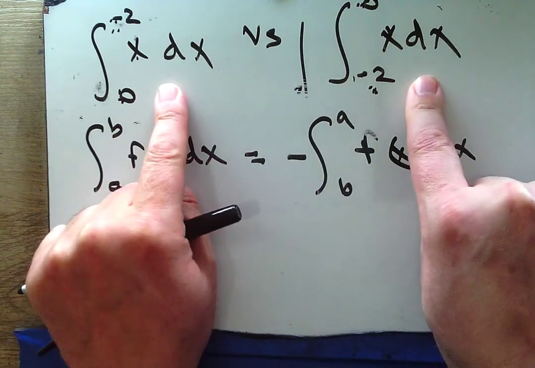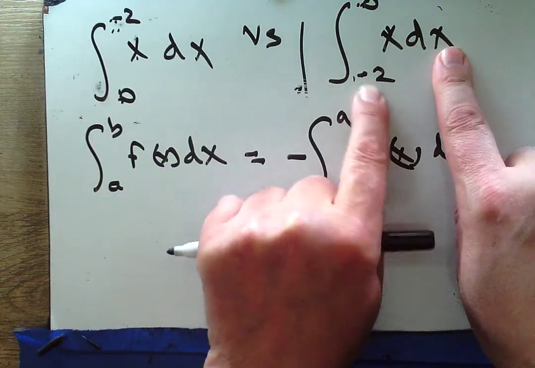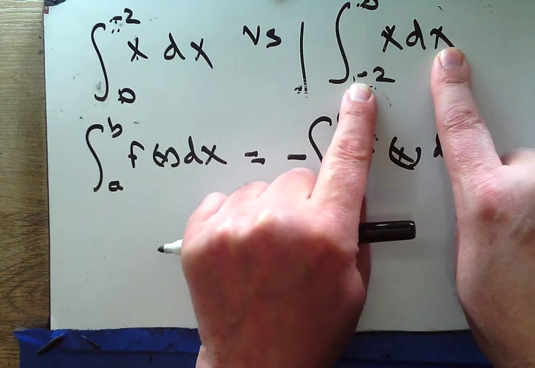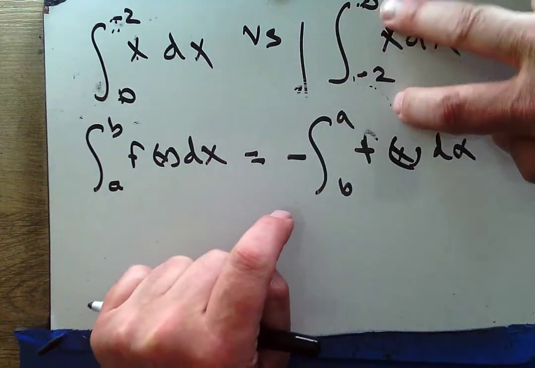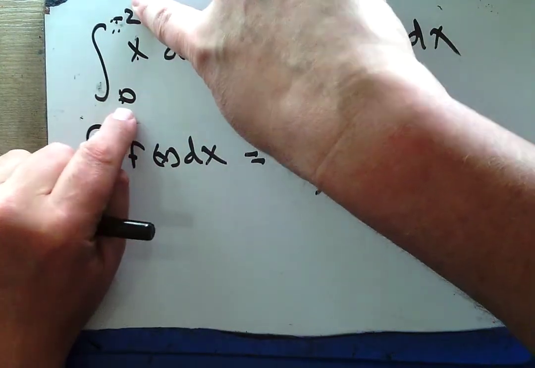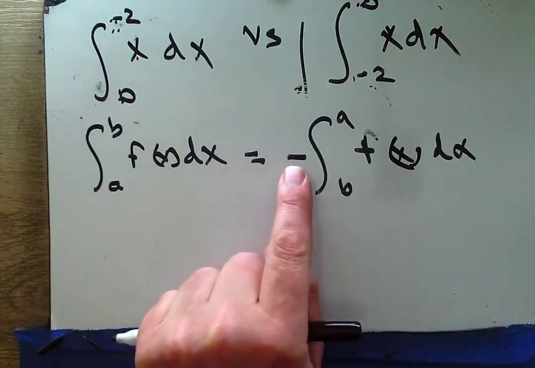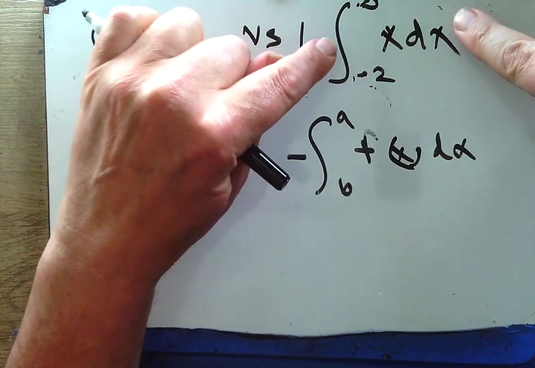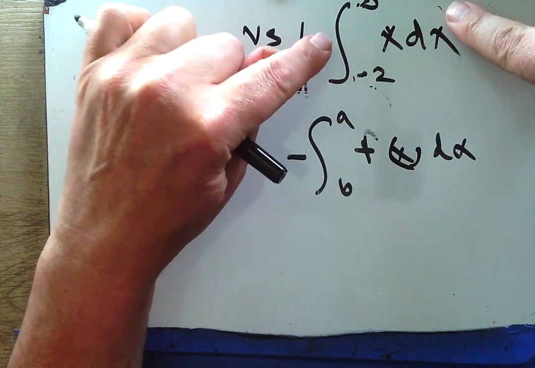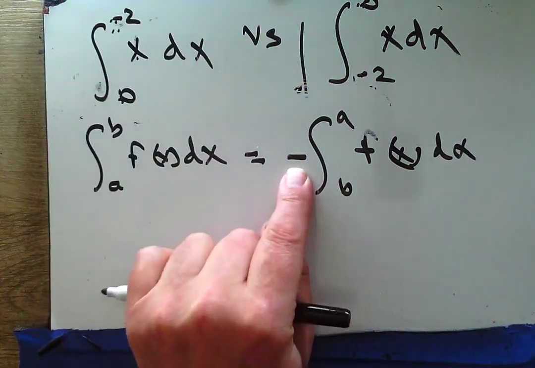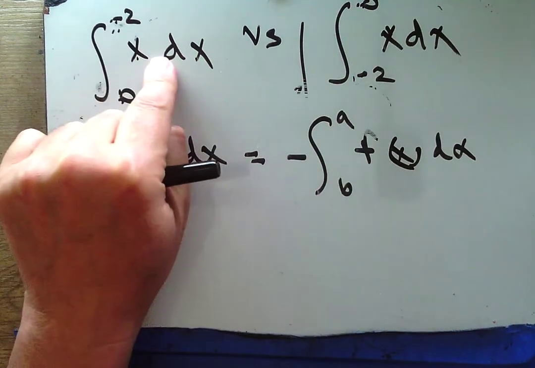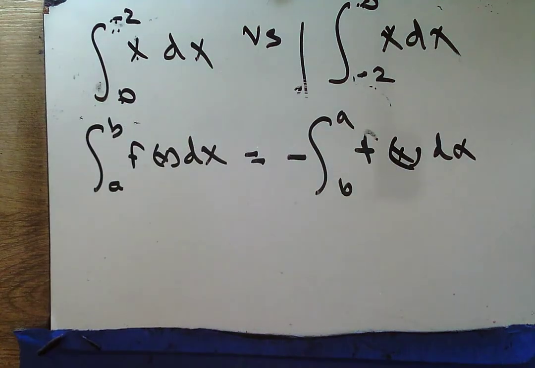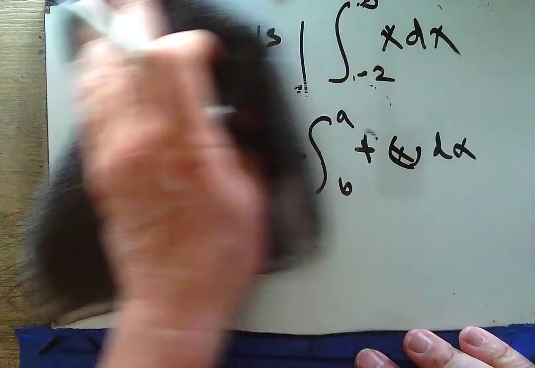And that happened for us here. When we integrated from negative 2 to 0, we had a value of negative 2. If I flip these bounds, then our answer should be negative of what we got here. Since what we got here was negative 2, and I put another negative in front of it, negative times negative is positive, this becomes positive 2. And that's exactly what I was looking at. Okay? All right.